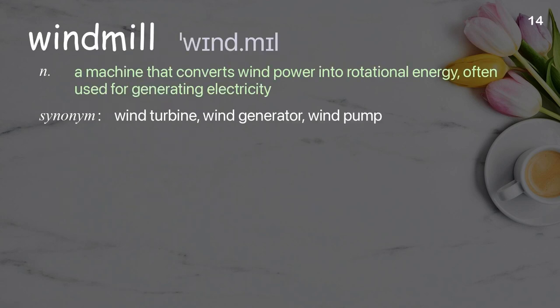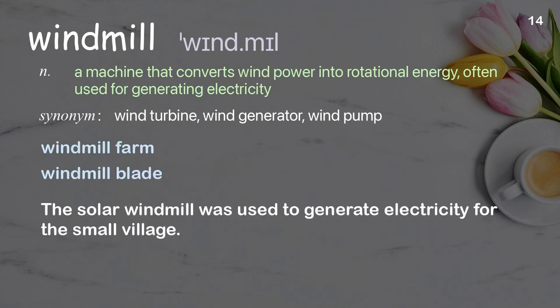Windmill. A machine that converts wind power into rotational energy, often used for generating electricity. Examples. Windmill farm. Windmill blade. The solar windmill was used to generate electricity for the small village.